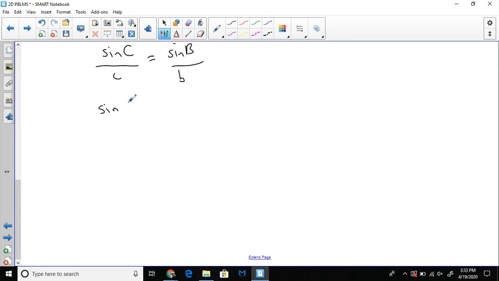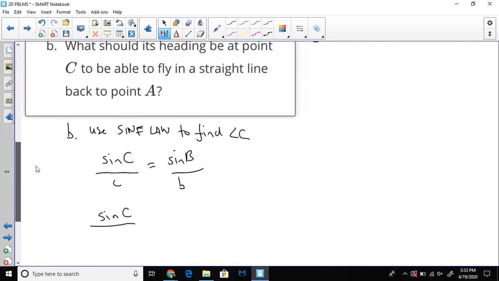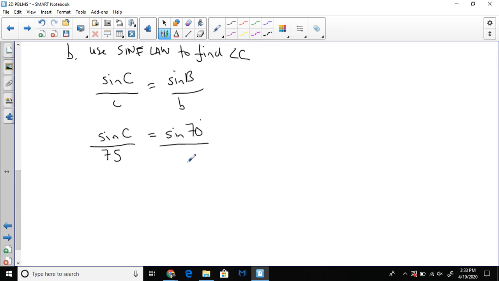So angle C is unknown. I know side C is 75. So that's going to be 75, and then sine of 70 over b, and b we just got from part A, which is 76.3. Okay, so now I have to solve for angle C, which means I'm going to cross multiply. So I'm going to have 75 times sine of 70 all over 76.3.